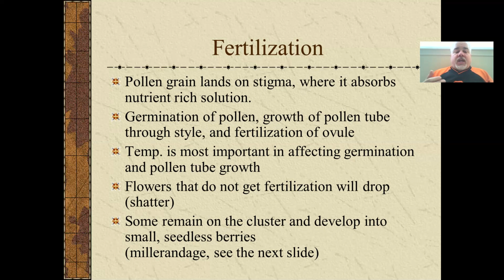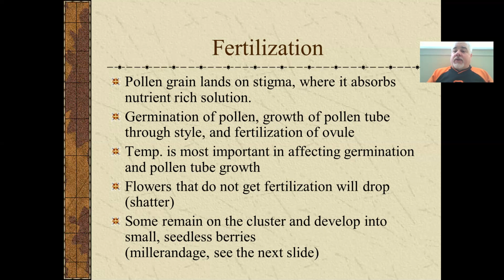Temperature is very important. Again, warm, dry, the same conditions that are good for the pollination are good for fertilization. If a flower isn't fertilized effectively, then the flowers will drop. And we call that shattering. You get this massive amount of these tiny flowers. It almost looks like somebody sprinkled confetti under all of your vines when shattering is occurring, because all of these tiny little flowers are dropping.